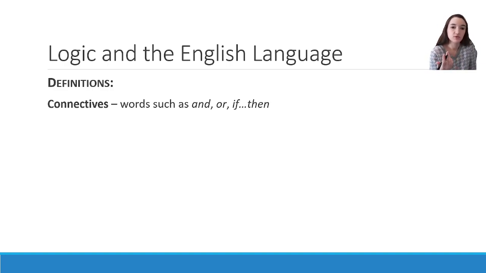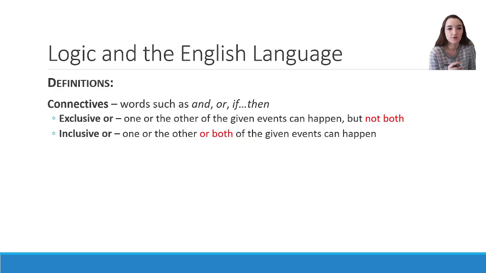So, first we have connectives. Connectives are words that connect different ideas. Words such as and, or, and if and then, paired together. A note on this is that there are two types of ors that we use in our language, the exclusive and the inclusive or. The exclusive or means that one or the other of given events can happen, but not both, and the inclusive means one or the other or both.